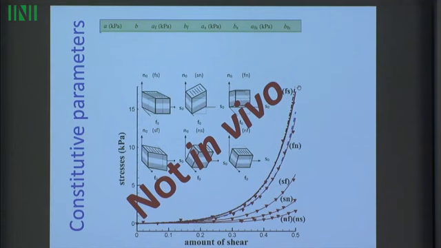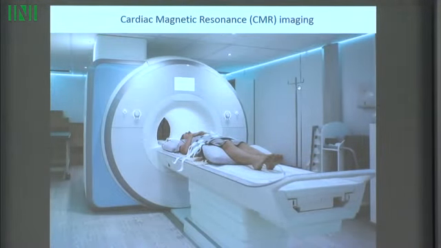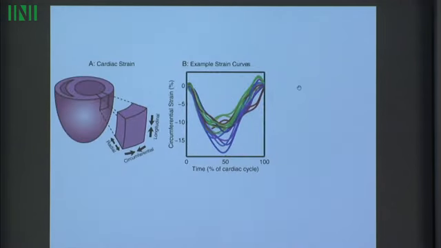So what we can do for diagnostic purposes is magnetic resonance imaging. Magnetic resonance images give us information about the movement of the heart, of the deformations, but the information that we lose is the stresses, the forces. We have information about the deformation, but not about the forces. But that is where our mathematical model comes in. If we know what the constitutive parameters are, the mathematical model allows us to simulate the kinematics.